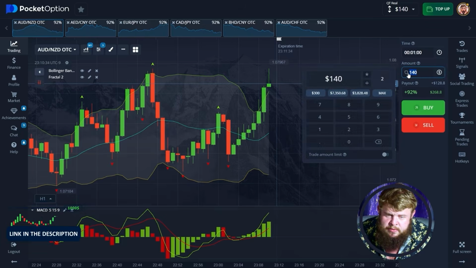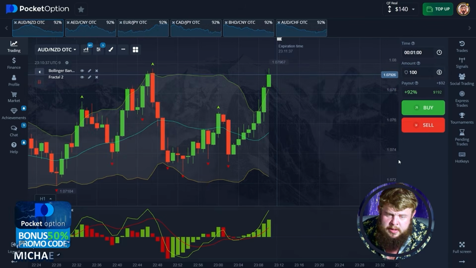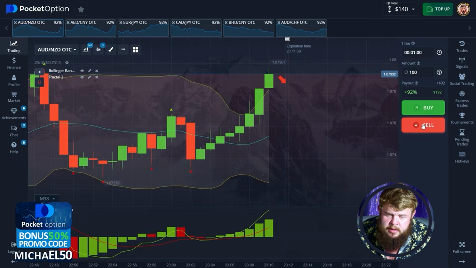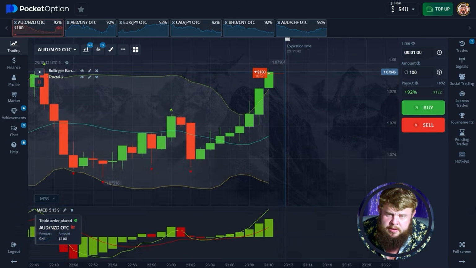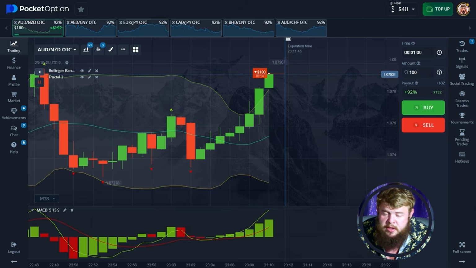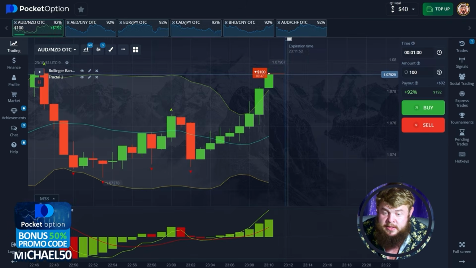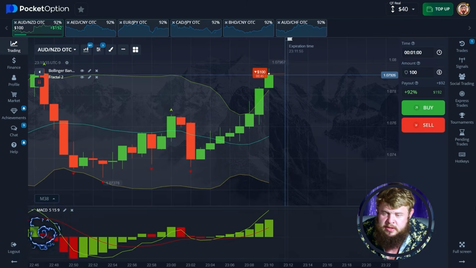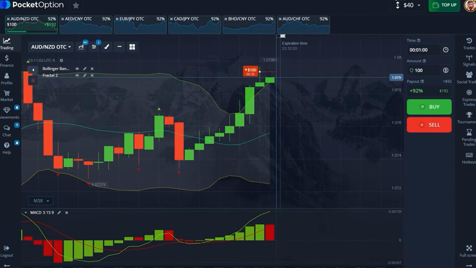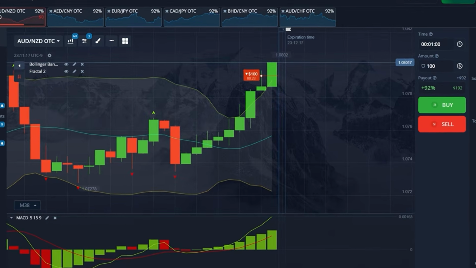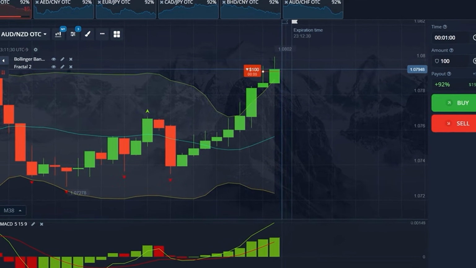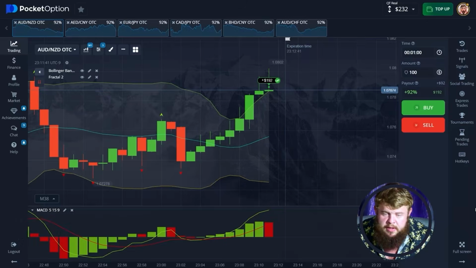Let me change our investment from $140 to $100, and let me try to open, I think, a sell position here, because we're expecting to receive a pullback reaction from the resistance line zone, and this is highly likely to be done. So that's why I have already opened a sell position in this trade. So it's done. We have $232 on the account right now.